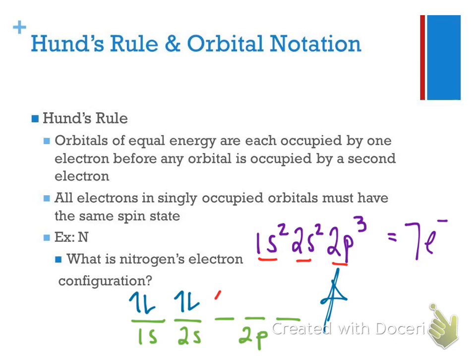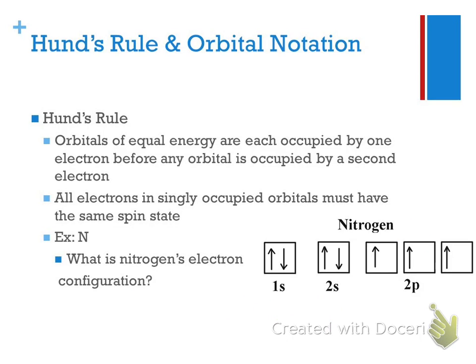What about this? Why is this incorrect? Yeah, we can't have 2 electrons in an orbital if we've got an empty orbital. We have to fill them singly first, then we can start to double them up. So we'll go back to our correct version here. 2p1, 2, and 3. Okay? Pretty simple. Let's try some more.